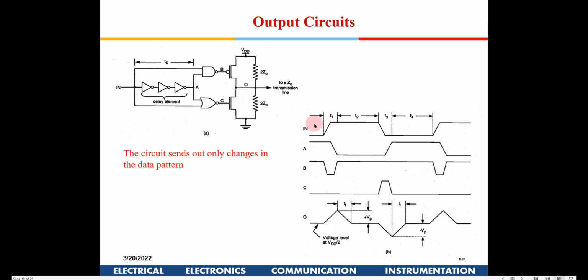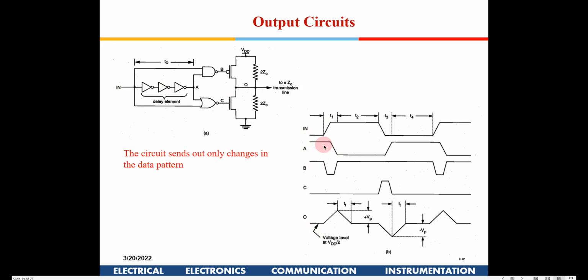Is this much aspect clear to all of you? Let me explain once again. You have two resistances here. So, when input is 0 here, this will be 1 here, this will be 0 here. So, both these transistors will be switched off in this case. So, the output will be VDD by 2.